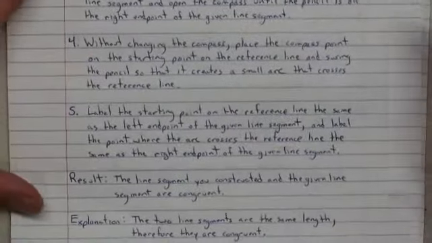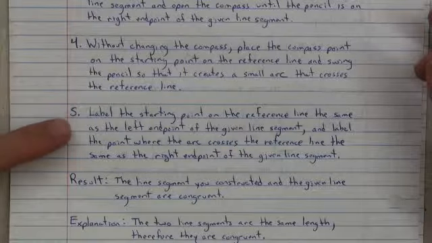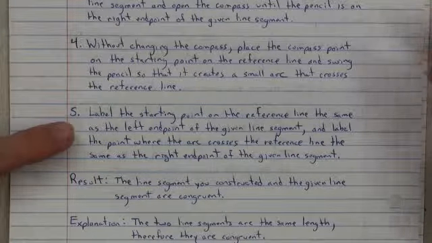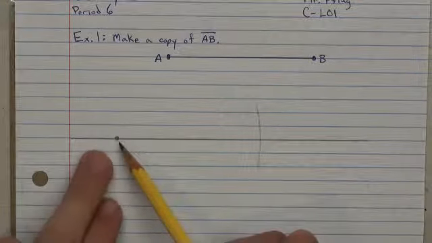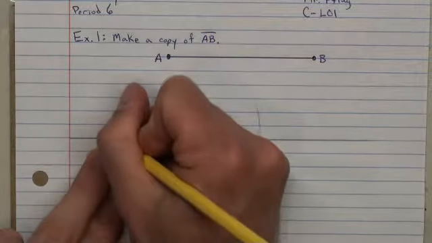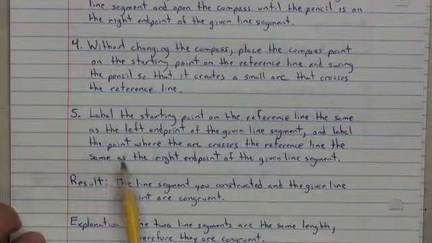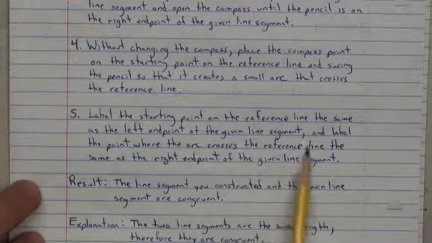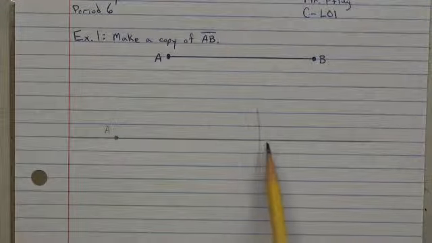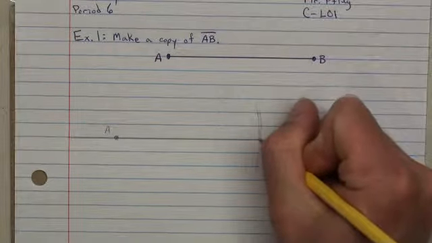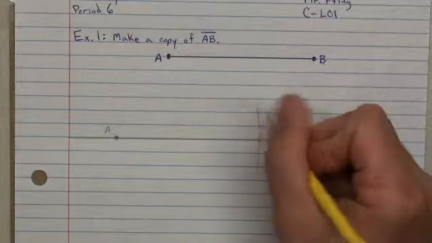Now, it says, number 5, label the starting point on the reference line the same as the left end point of the given line segment. Well, the left end point of the given line segment is A. So I have to label the starting point right here as A. And label the point where the arc crosses the reference line the same as the right end point of the given line segment. Well, the arc crosses the reference line right here at this point, and I have to label that the same as the right end point, B. So this is B.